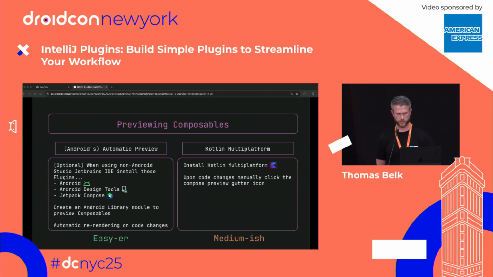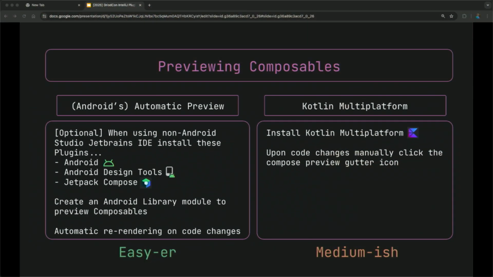Previewing your composables also comes with some options. You can leverage an Android library solely for previewing composables. This is the first option on the left, and it's the one that I chose to go with for IntelliJ. When not using Android Studio, be sure to install the Android Design Tools and Jetpack Compose IDE plugins. All of these essentially come pre-bundled with Android Studio, and the benefit of this approach is an automatic re-rendering upon code changes.